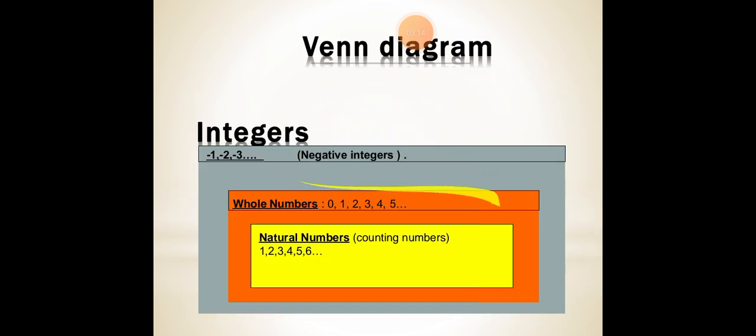Okay, now Venn diagram. Integers like -1, -2, -3, these are the negative integers. Whole numbers like 0, 1, 2, 3, 4, 5. So you should know what integers are. They consist of whole numbers, natural numbers, negative numbers. Natural number means counting numbers like 1, 2, 3, 4, 5, 6, and whole number means starting from 0: 0, 1, 2, 3, 4, 5. And integers also include negative numbers or opposites of natural numbers like -1, -2, -3.